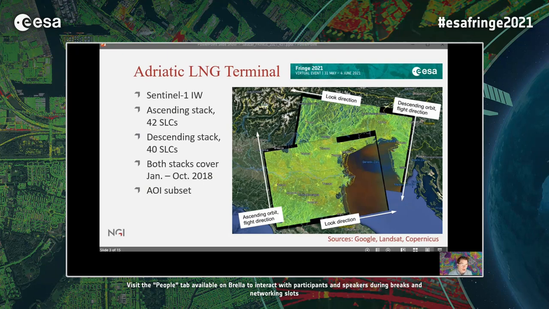The Adriatic LNG terminal is located approximately 15 kilometers off the Veneto coast and is about 40 kilometers southeast of Venice. The analysis included two stacks of IW mode data, each with about 40 scenes covering the majority of 2018. Subsets of the data in the areas of interest immediately around the structure were extracted from each SLC and were subsequently co-registered to a single master.